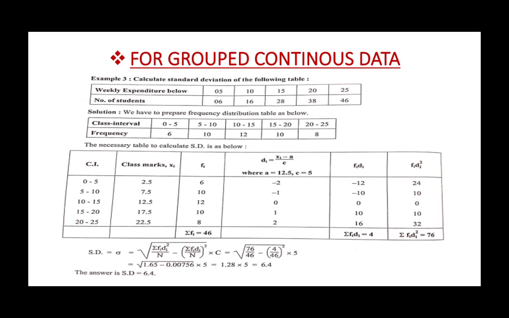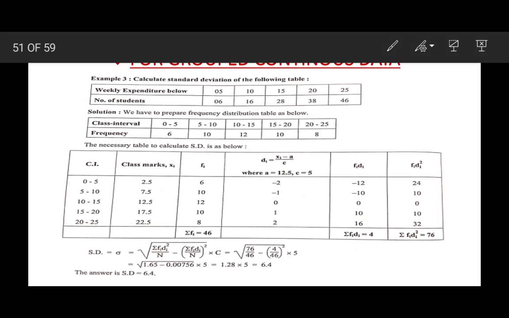Now for grouped continuous data, see the example: calculate standard deviation for the following table. In the table, what is given? Weekly expenditure below. See the word below is given. Below means it is a cumulative frequency. This number of students is not a frequency; it is a cumulative frequency. So below 5 there are 6 students. Below 10 there are 16. In this 16, this 6 is included.